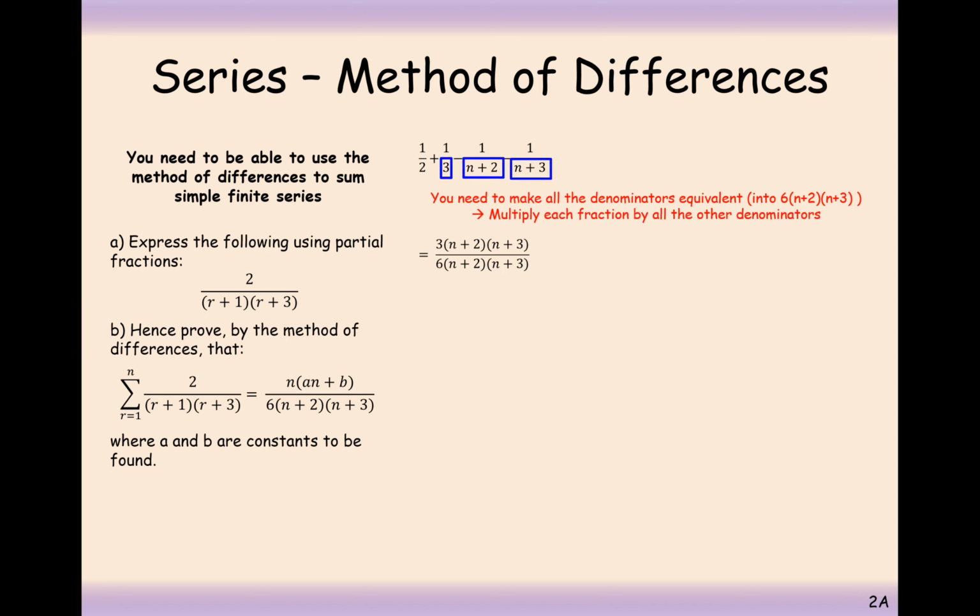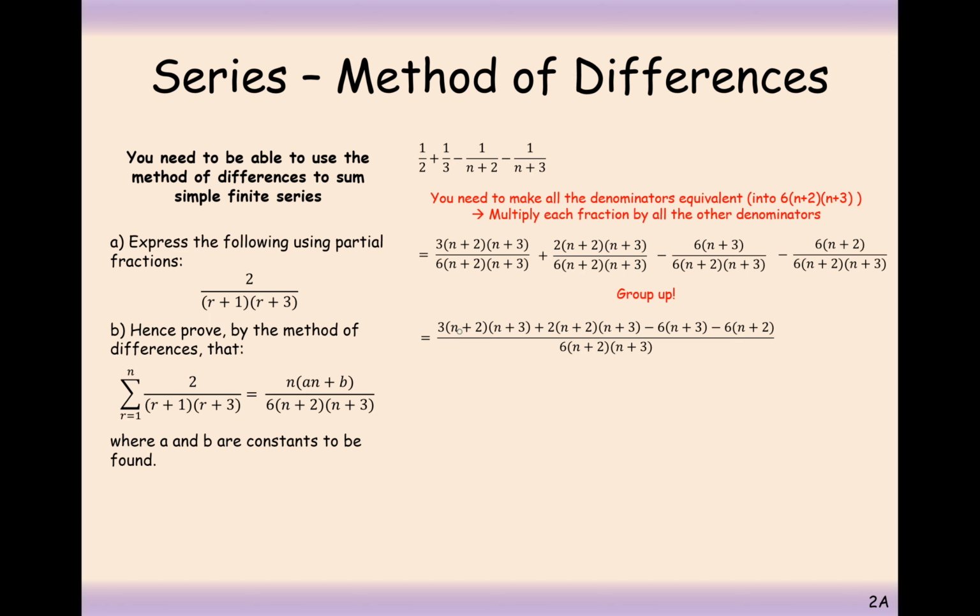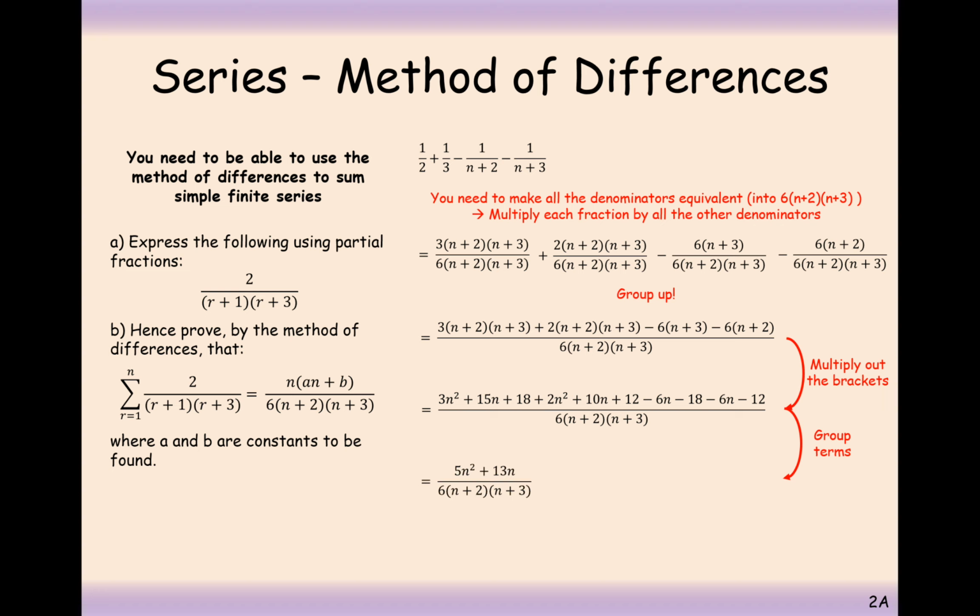Create common denominators on all of the terms. I'm sure you know how to do this, you're all further mathematicians. And then we can summate the numerators, and then expand the brackets and simplify. And we get 5n squared plus 13n. Now we need to factorize to get it just how they want it. So factorize the n to the front, and it's going to be n(5n plus 13) over 6 bracket n plus 2 bracket n plus 3. So there we are, that's the answer to this final question.